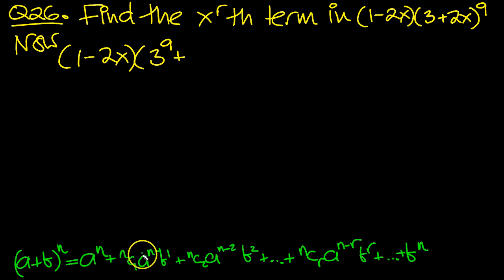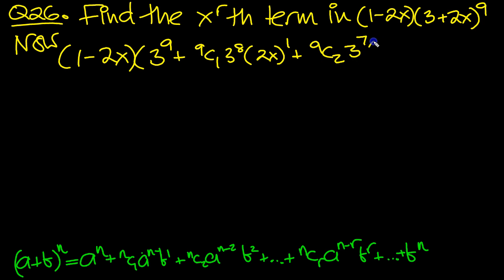Plus, and then it will be nCr, so 9C1, 3 to the 8 times the second term, 2x to the power 1. So we're descending the first term, we're ascending the second term's powers. So the pattern continues. So the next term would be 9C2, 3 to the 7, 2x squared.